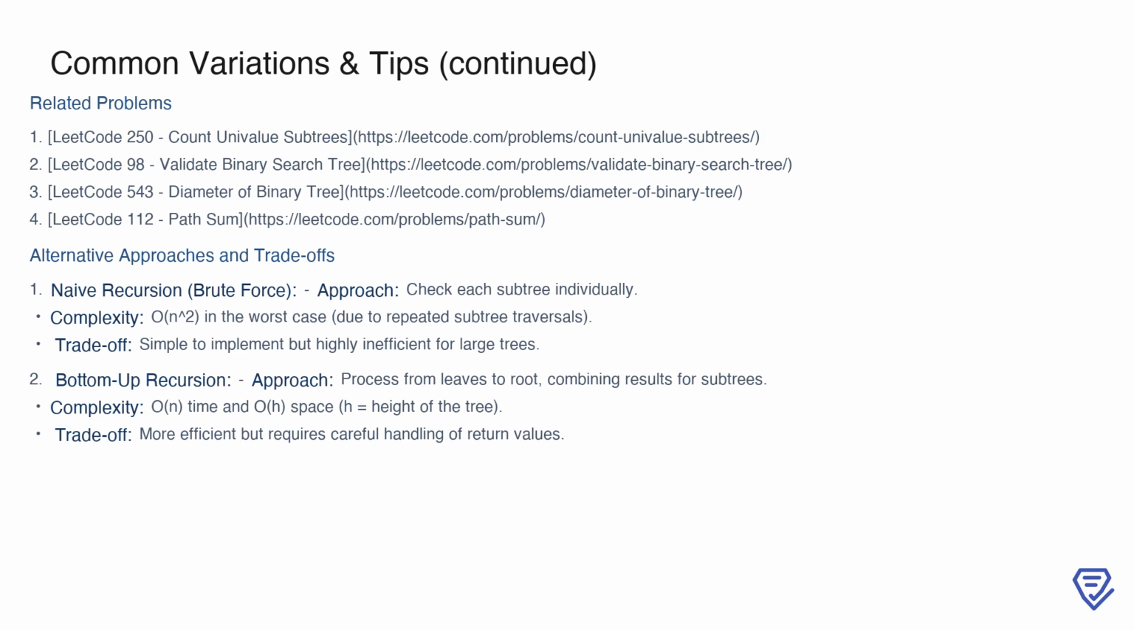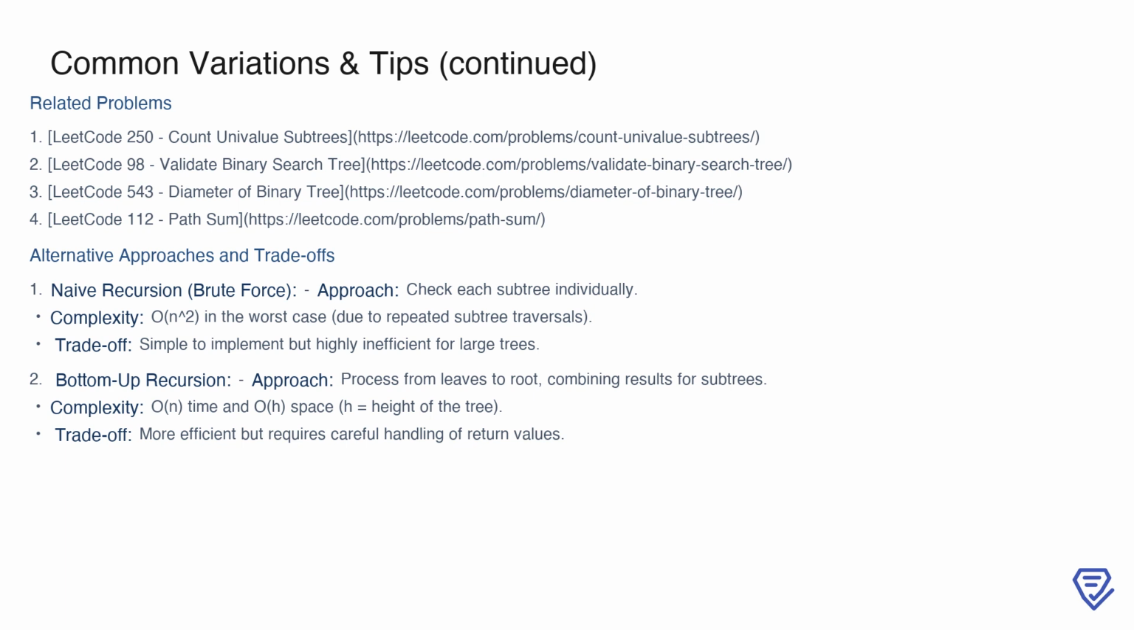To deepen your understanding, there are several related problems worth exploring. Examples include LeetCode 250 for counting univalue subtrees, LeetCode 98 for validating a binary search tree, LeetCode 543 for finding the diameter of a binary tree, and LeetCode 112 for checking a path sum. Each of these problems shares common themes, like recursive traversal and subtree analysis.